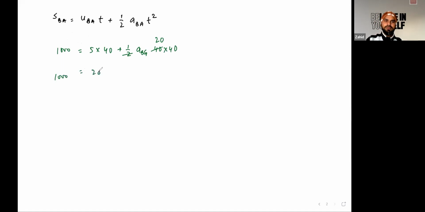5 into 40 is 200, plus 20 times the acceleration of b with respect to ground. So 800 equals 800 times this. Acceleration of b with respect to ground will be just 1 meter per second squared.